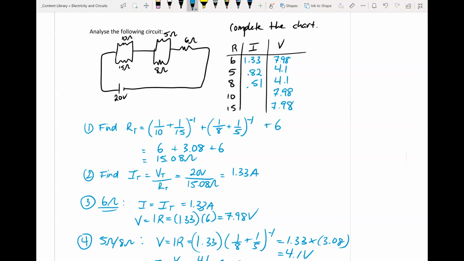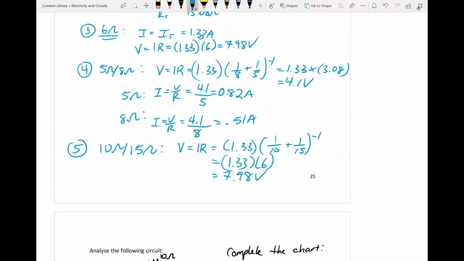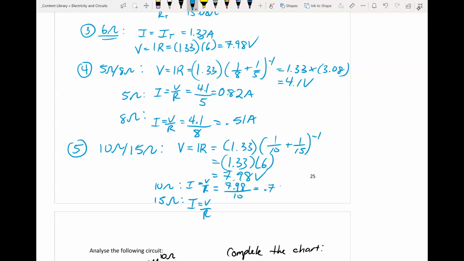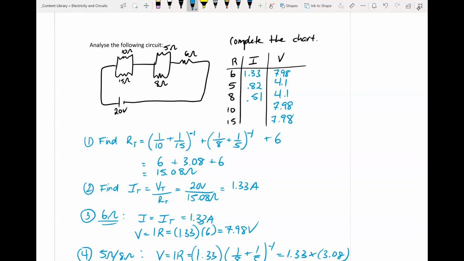And then we're going to find the current that runs through each resistor. So for the 10 ohm one and the 15 ohm one. So I is V over R. V in this case is 7.98 and R is 10. So that is 0.798, and the other one is 7.98 over 15, which is 0.53. So for the 10 ohm one, we can just round it a bit, so we can say that's 0.8, and for the 15 ohm one, the current is 0.53. And then we filled in our chart.